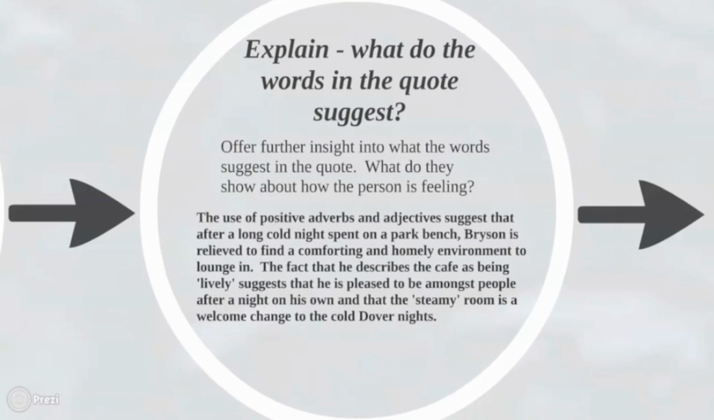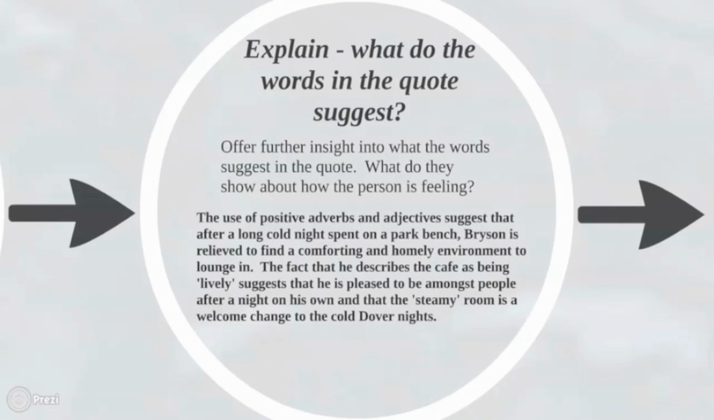And then we need to use our inference and our suggestion skills. So we need to offer further insight into what the words in that quote suggest. Okay, what do they show about how the person is feeling? So here I've looked at those words, lively, steamy, outstanding. And I've said the use of positive adverbs and adjectives suggests that after a long cold night spent on a park bench, Bryson is relieved to find a comforting and homely environment to lounge in.